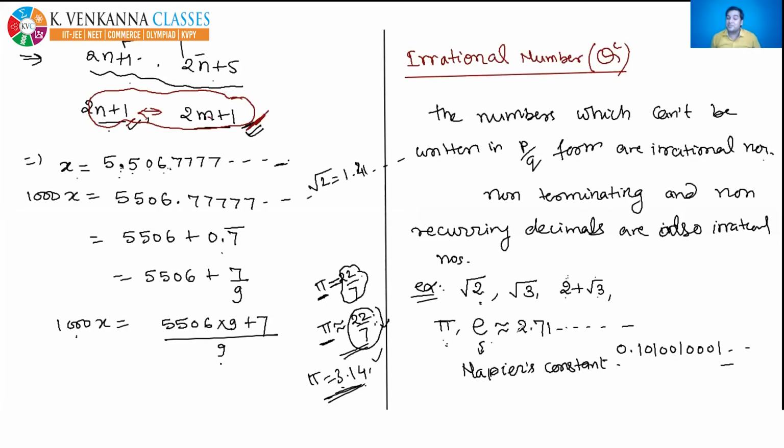Yeah, e means, Deepak, e is Napier's constant. It is a constant, and its value is 2.71, and it will move up to infinity. So e is an irrational number. Remember it. It is related with exponential.